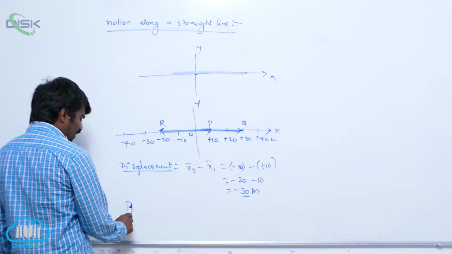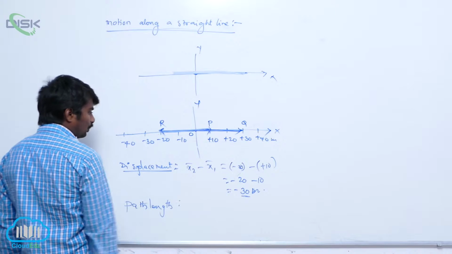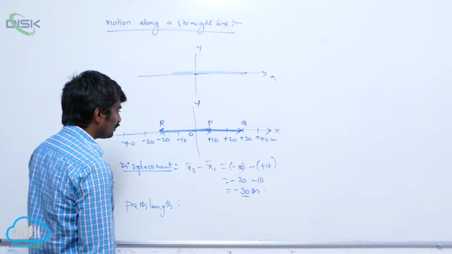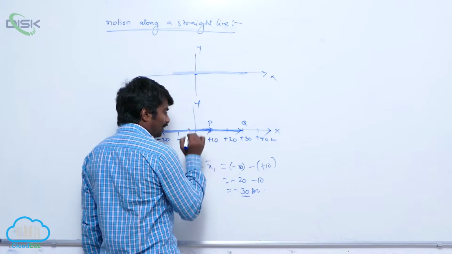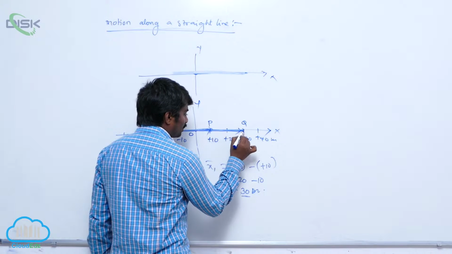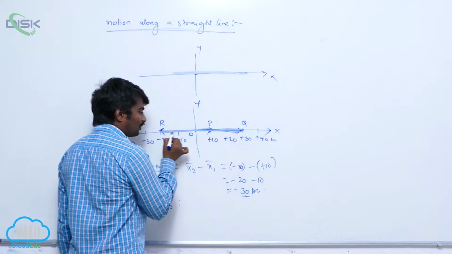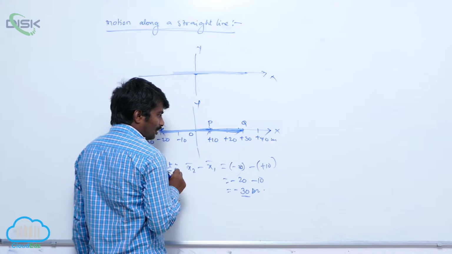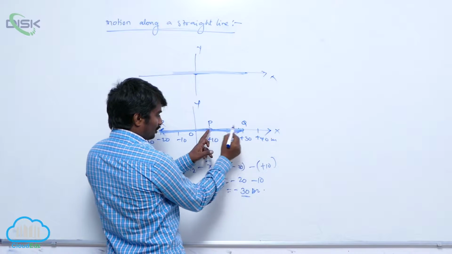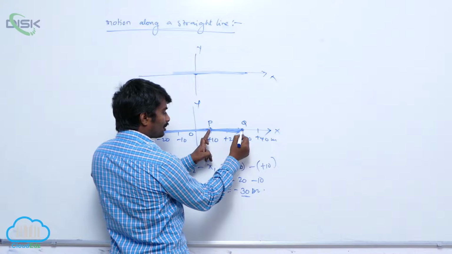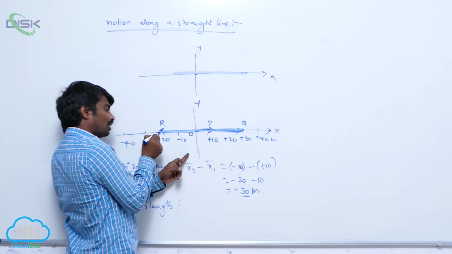And what about the path length? Path length means the length of the path followed by the object. The object initially is here, now it follows this path, now it comes to here. That means this is the total length of the path followed by the object. So from here to here it is 20 meters, and again from here to here 30 meters, and again from here to here 20 meters.